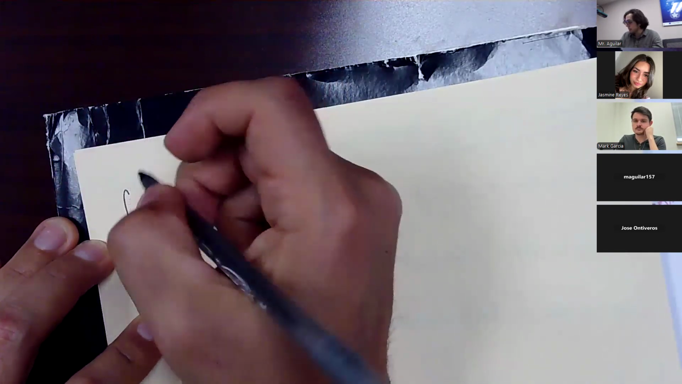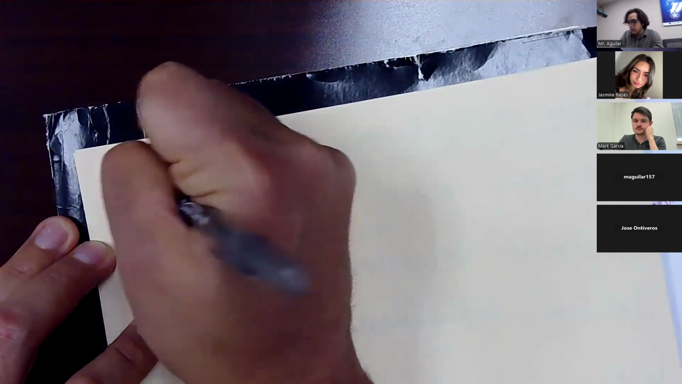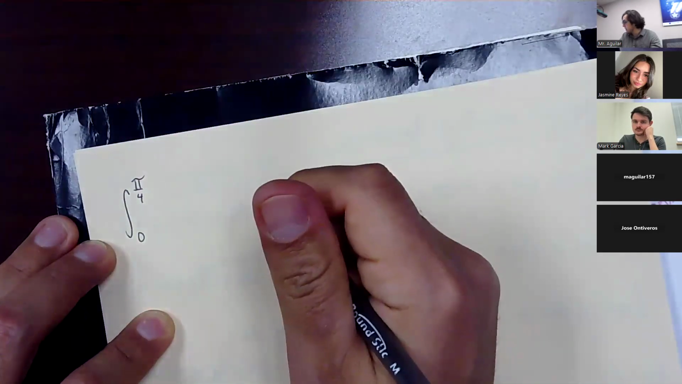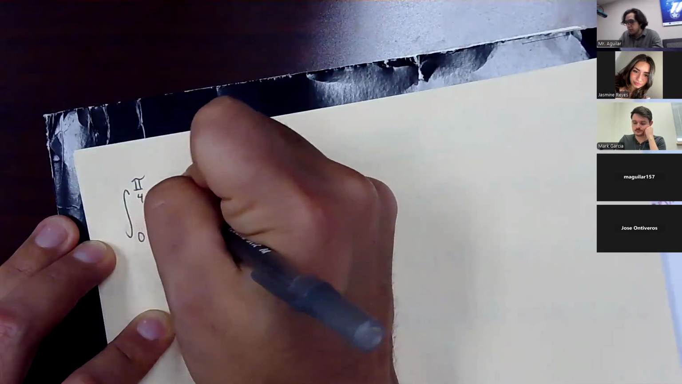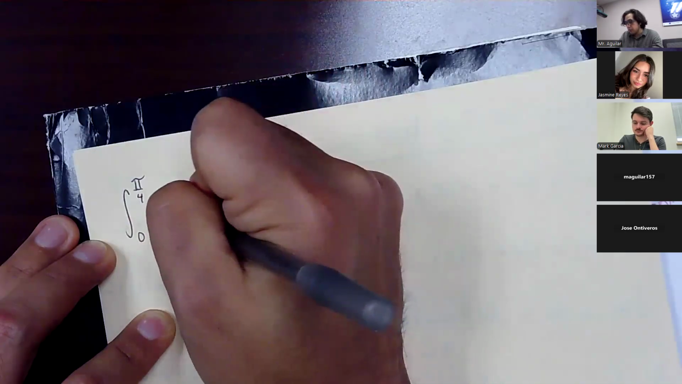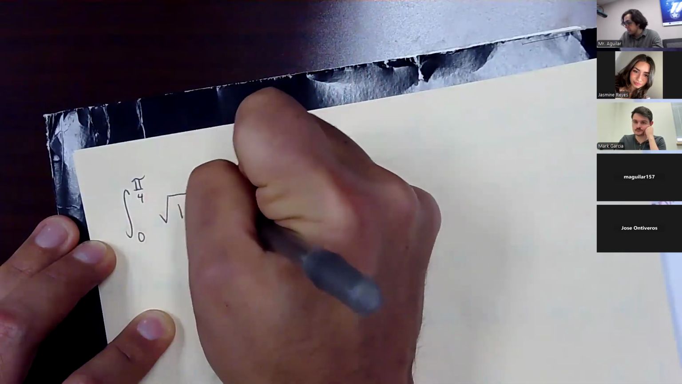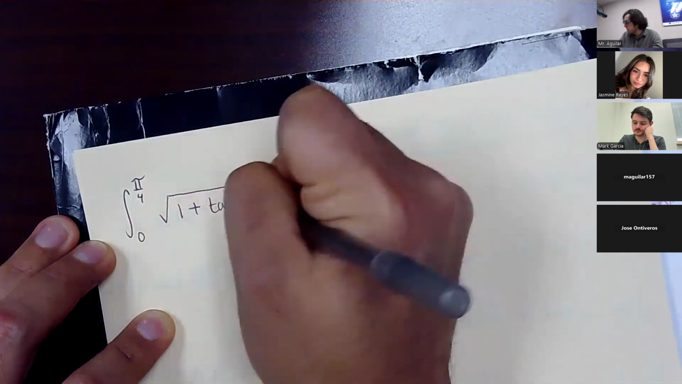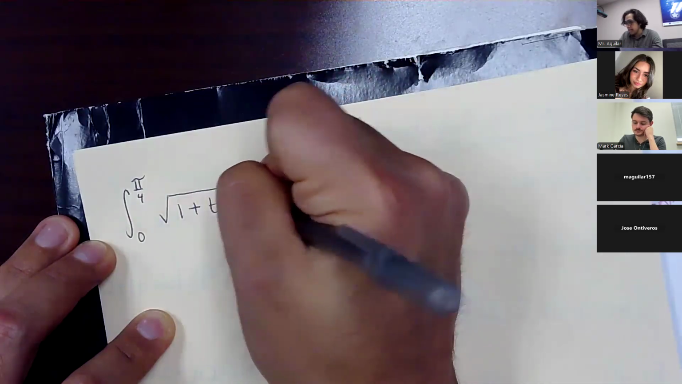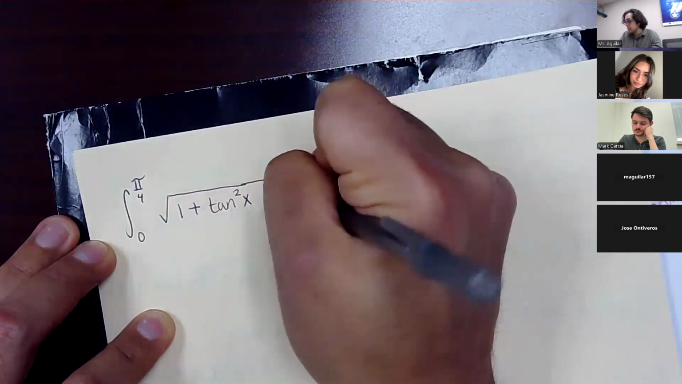We're going to integrate from 0 to pi over 4. Don't you love the pre-cal coming back into play? The square root of 1 plus tangent squared x dx.